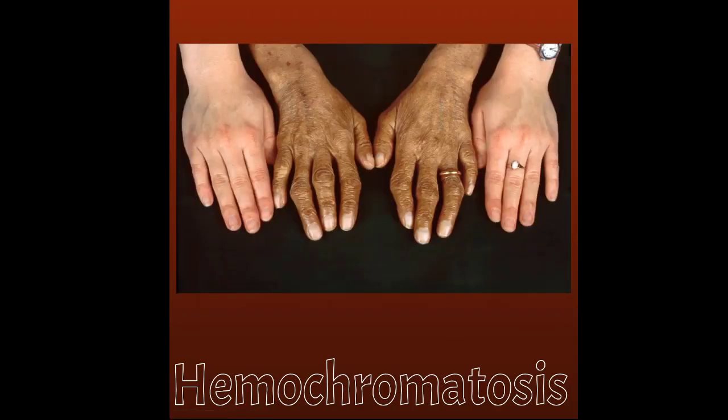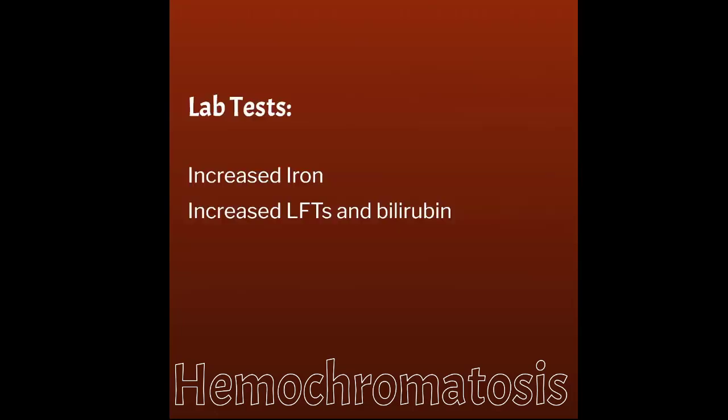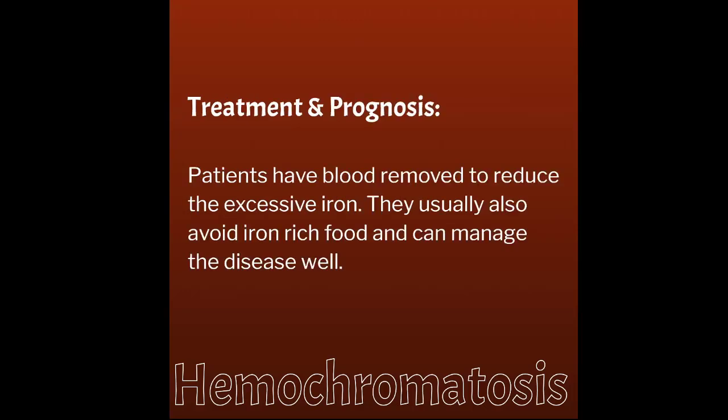Here's an example of a patient who has hemochromatosis with that bronzing of the skin compared to the hands of a healthy patient. Lab tests are going to show an increase in iron as it has developed into hepatitis, and we'll also see an increase in LFTs and bilirubin as well.